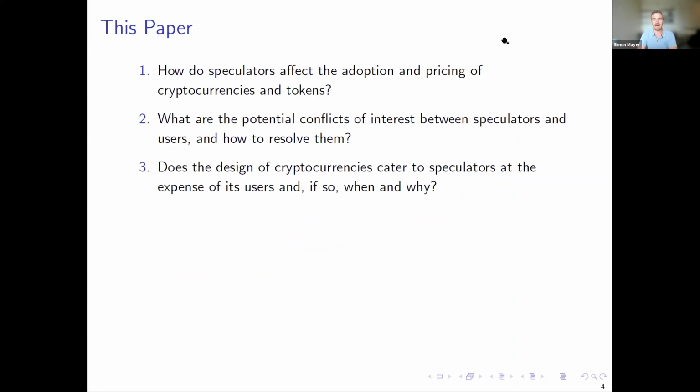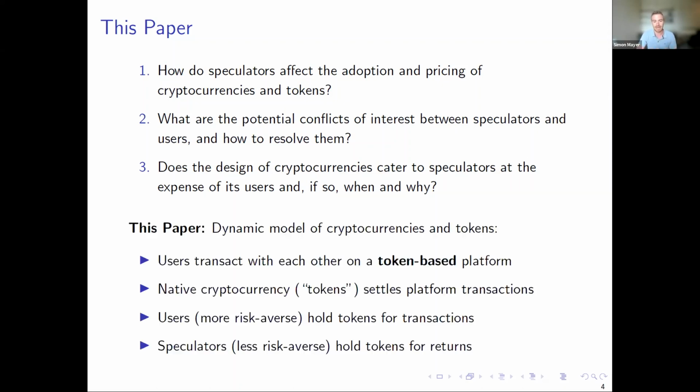In this paper, I asked the following questions. How do the speculators or the presence of financial investors affect the adoption and pricing of cryptocurrencies and tokens? And what are the potential conflicts of interest between speculators and users? And if these conflicts of interest are relevant, how do we resolve them? And more broadly, does the design of cryptocurrencies cater to speculators at the expense of users? And if so, when and why?